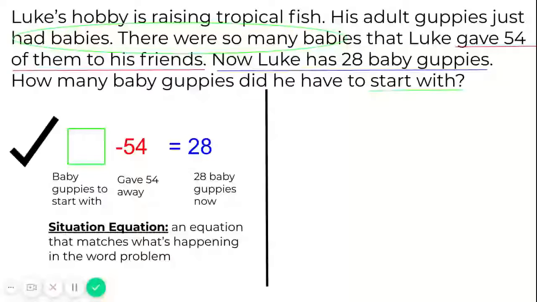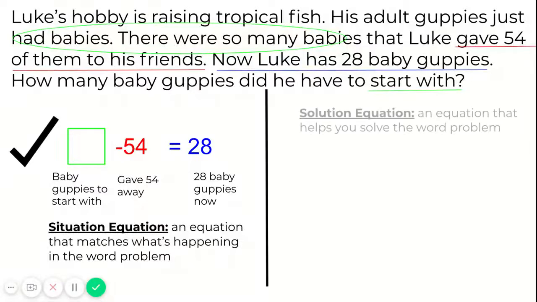Before we start to solve, we have to make a plan of how we're going to solve. We can do that by thinking about our solution equation. When I take a look at this equation I just wrote, something minus 54 equals 28, I can turn that into a math mountain to help me solve the problem. I know that the amount that Luke started with is going to be the biggest number because it's the first number in this subtraction equation.